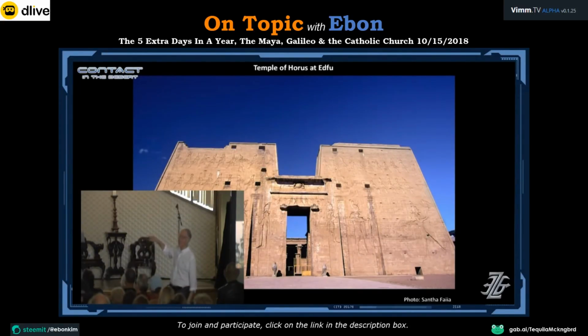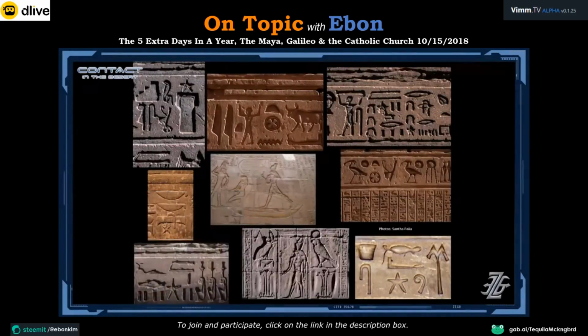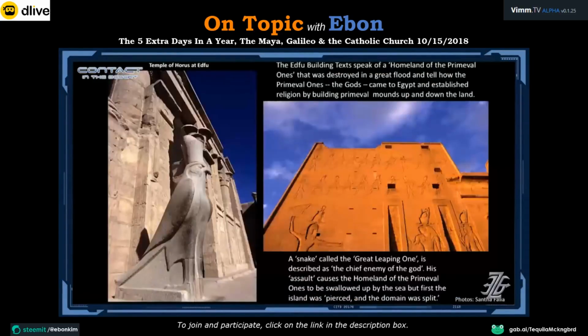They carved them deeply into the walls of this new temple they were building. And they're called the Edfu building texts. And they're primarily found between the inner and outer enclosure walls. And this is what the Edfu building texts look like. And they speak of a homeland of the primeval ones that was destroyed in a great flood.